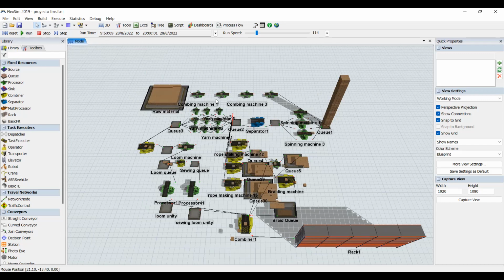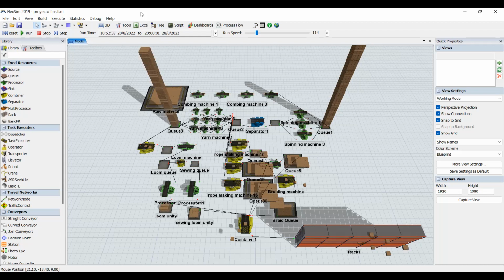So we can start the schedule of work of the first 5 machines, and then 1 hour later we can start the second station of the yarn machines, and 1 hour later we can start the loom machines and rope making machines to improve the efficiency of the process and reduce the cost of the employees.